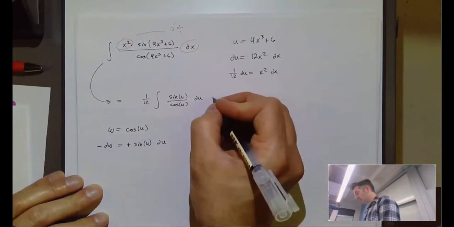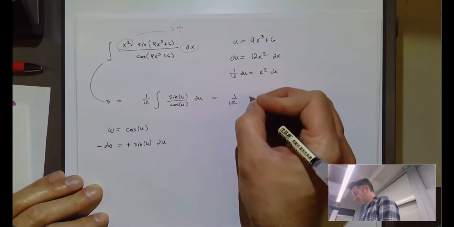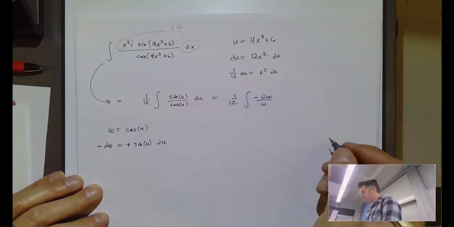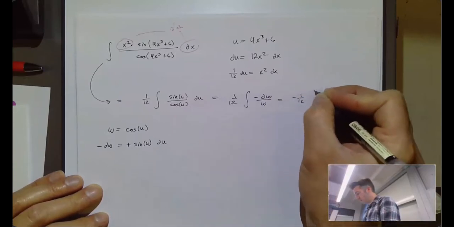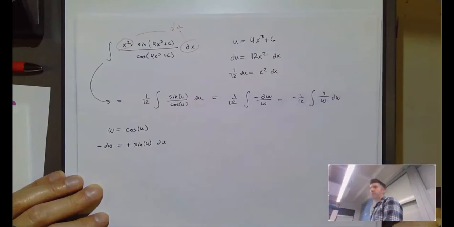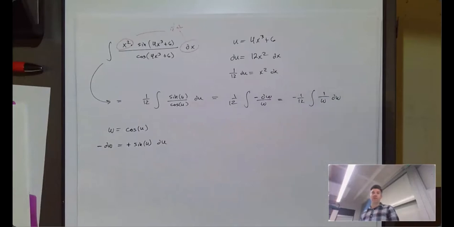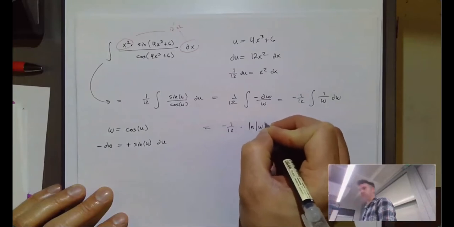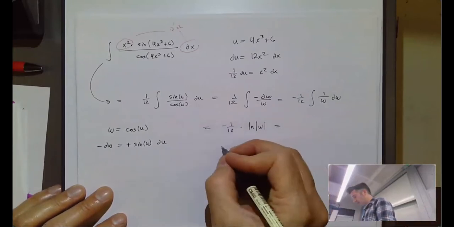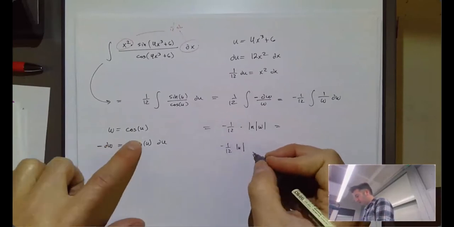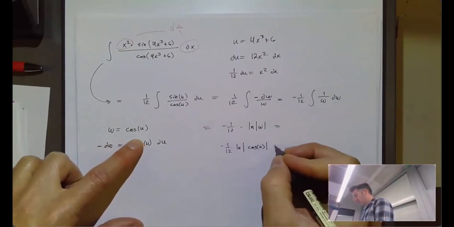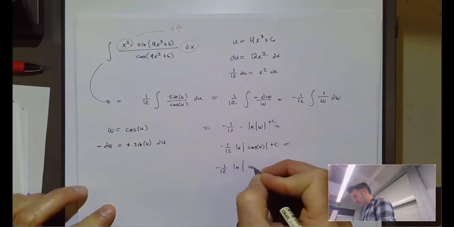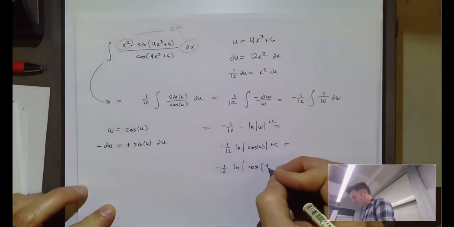So I'm going to rewrite this as 1/12 the integral of negative dw over w. And I probably bring out the minus sign. So I write it as minus 1/12 the integral of 1 over w dw. And again, we're integrating a 1 over our variable. So we're going to get negative 1/12 times the natural log of the absolute value of w, which is then going to be negative 1/12 times the natural log of the absolute value of cosine of u, plus c, which is then going to be negative 1/12 natural log of the absolute value of cosine of 4x cubed plus 6.